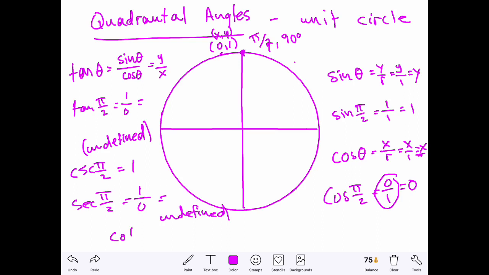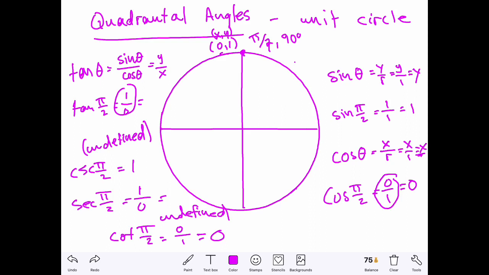And let's do cotangent of theta, pi halves. Well, that's just tangent flipped over. 1 over 0 becomes 0 over 1. 0 over 1 is 0. So, we just evaluated our 6 trig functions for a quadrantal angle, in this case pi halves.